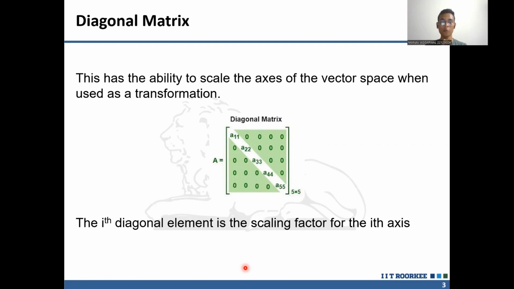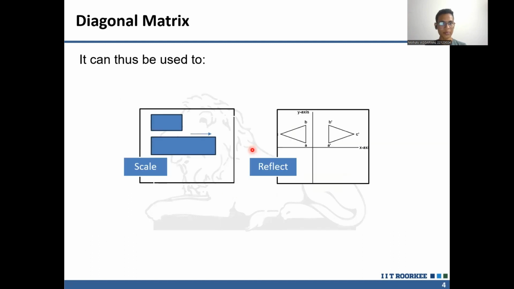For example, if we consider the following matrix, the element A11 would be able to scale the x-axis. Correspondingly, the A22 element would be able to scale the y-axis. And so on. This can be extended to any number of dimensions. The concept remains the same.